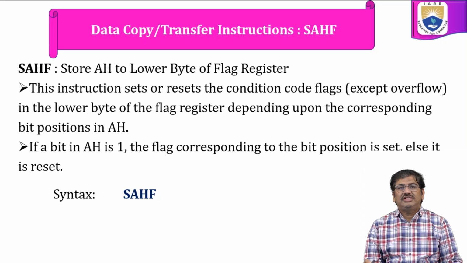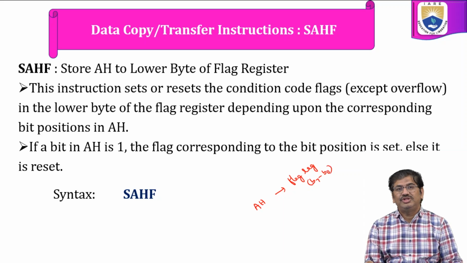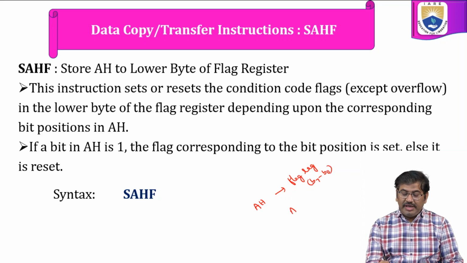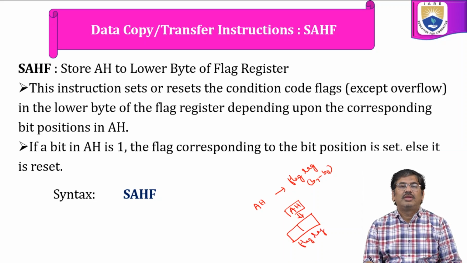The next instruction is SAHF, which is for storing the contents of AH register to flag register. So now here the source is AH contents and the destination is a flag register. Out of this flag register, only B0 to B7 will be updated. So the AH contents, which is of 8 bits, will be loaded into the flag register in the lower byte. The upper byte of the flag register will not be changed.